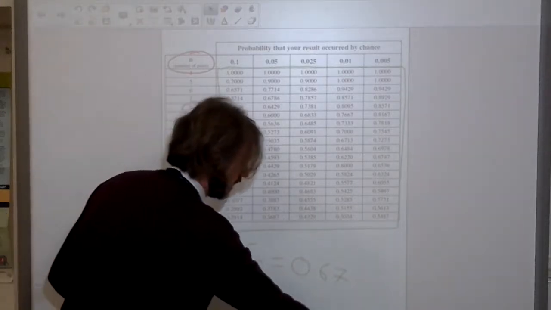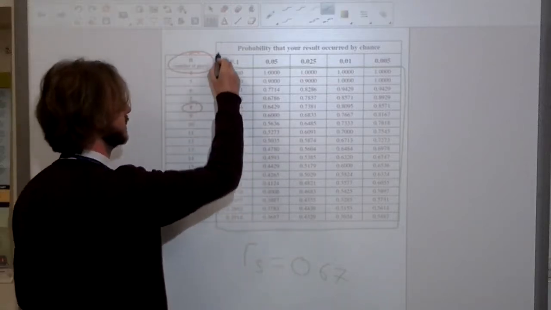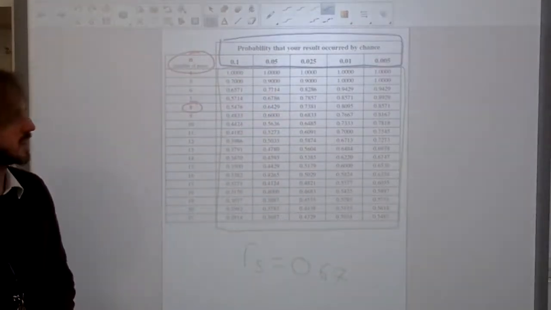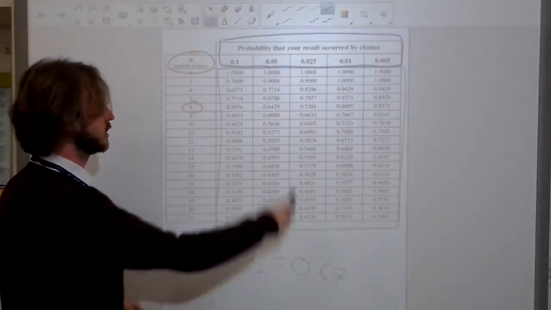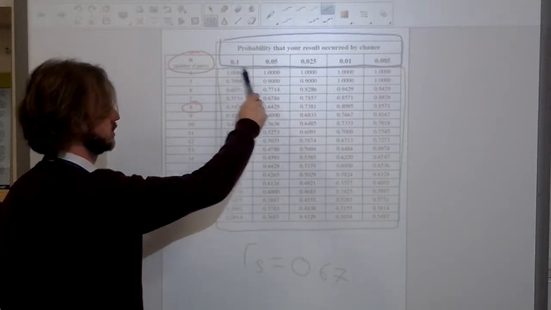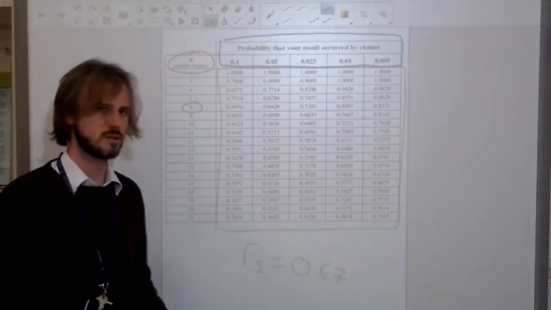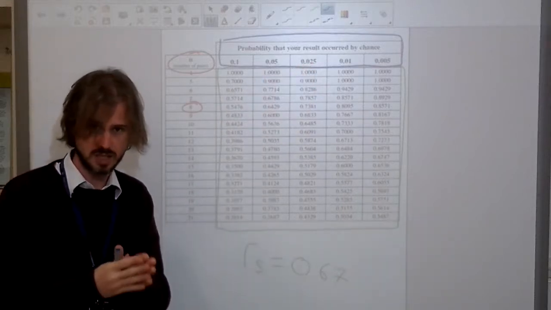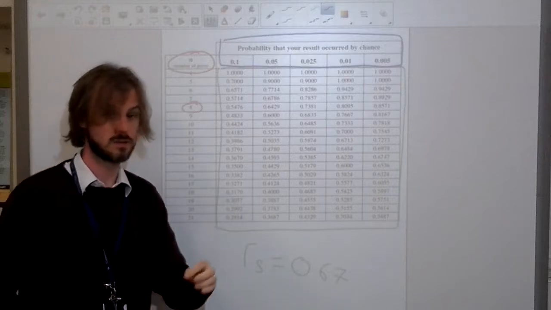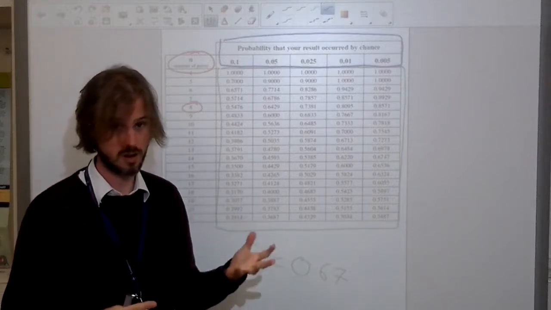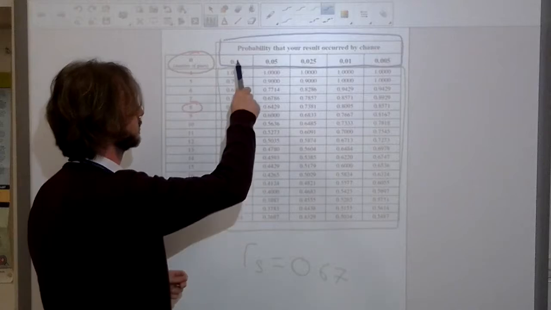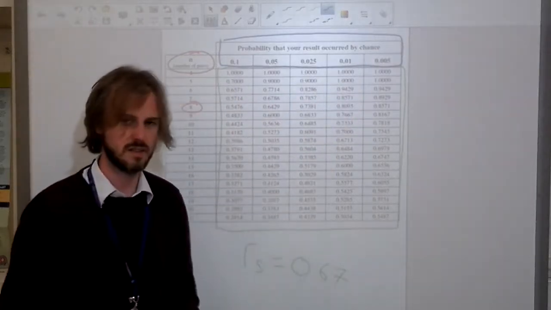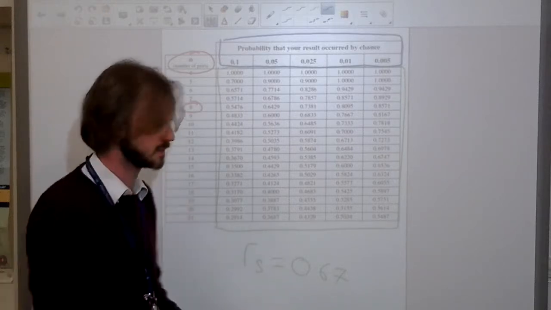The last thing on the probability table that you need to be aware of is this bit at the top, where it says probability that your result occurred by chance. And then you've got probabilities ranging from 0.1 to 0.005. Now, what they're doing here is they're using decimals, so that something that's absolutely 100% certain would have a value of 1, something that's 50% likely to happen would have a value of 0.5, but we are actually going to be looking down in the region of 10% to 5%, 2.5%, 1%, and maybe 0.5% there. So we're looking at the sort of more unlikely end.